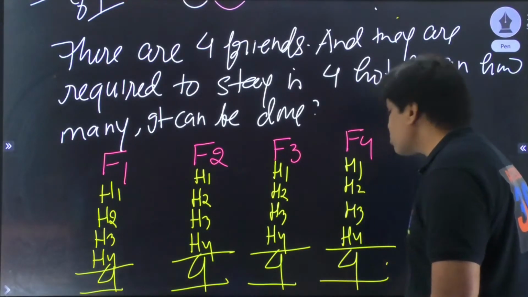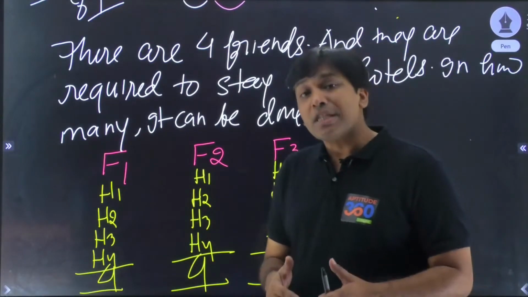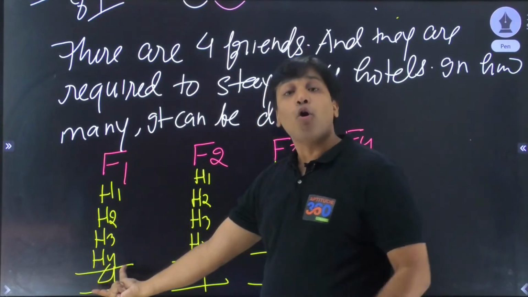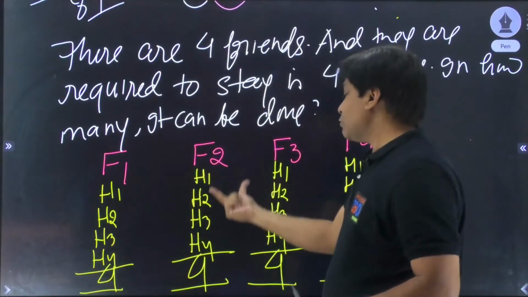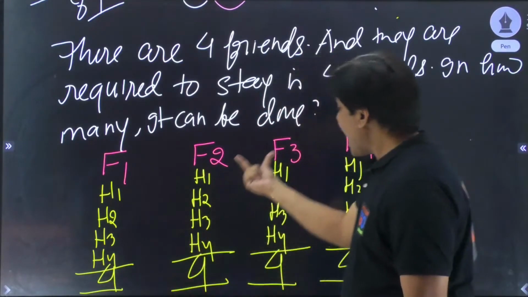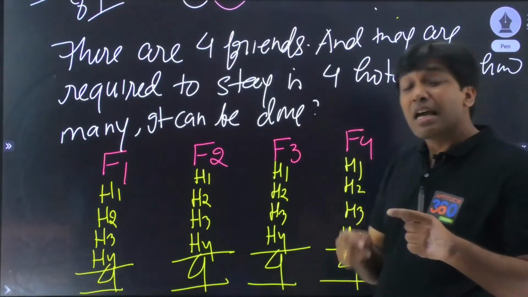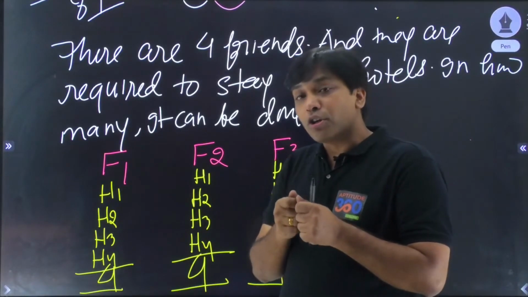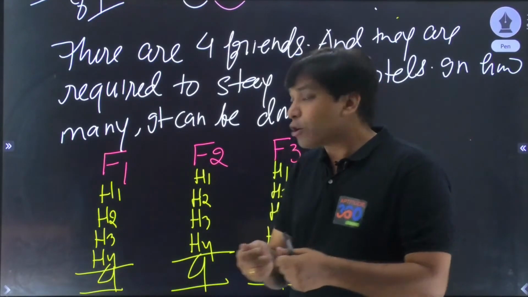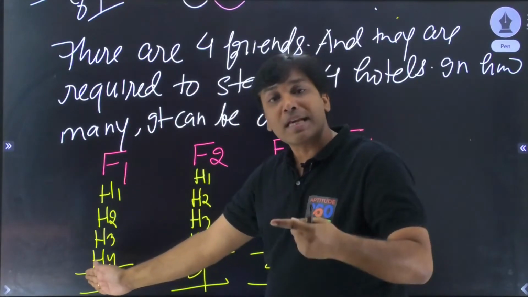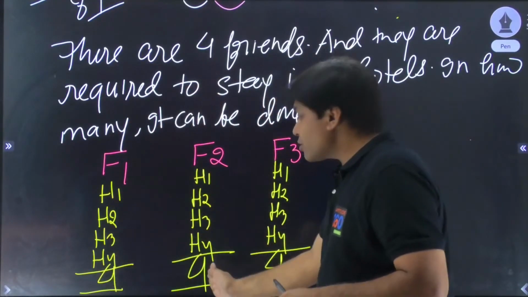And this is also 4 ways. Now what is that you should be doing? Friend 1 stays in 4 ways, and friend 2 can stay in 4 ways, and friend 3 can stay in 4 ways, and friend 4 can stay in 4 ways. Since your keyword out here is "and", because you have to do it collectively. You cannot say that friend 1 can stay in 4 ways or friend 2 can stay in 4 ways.